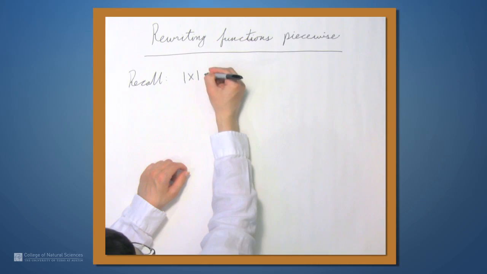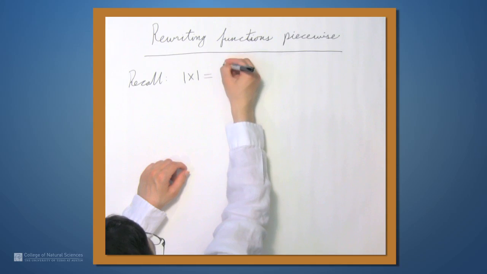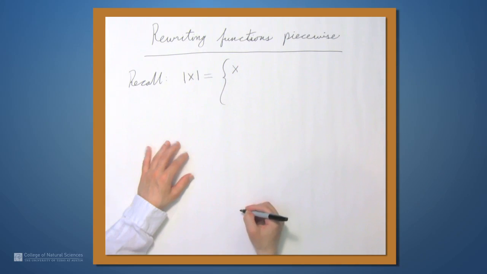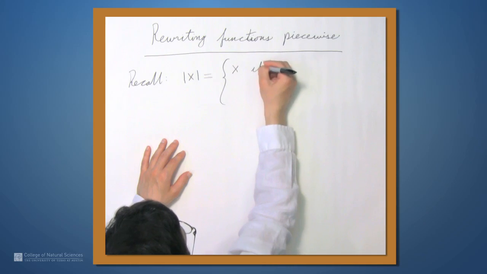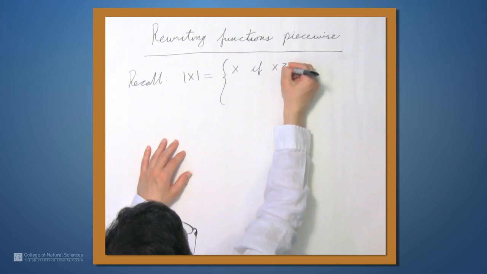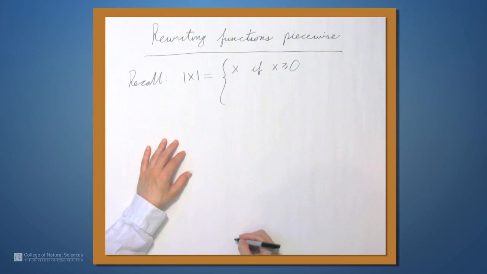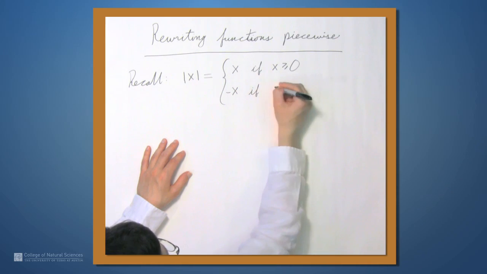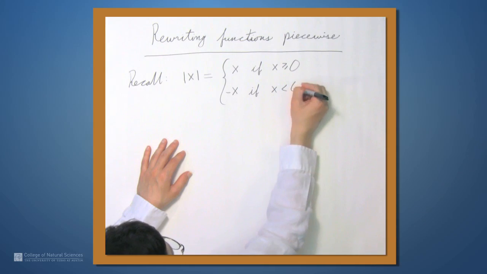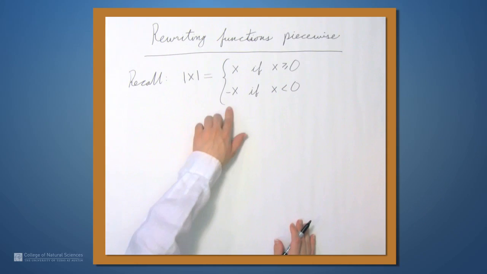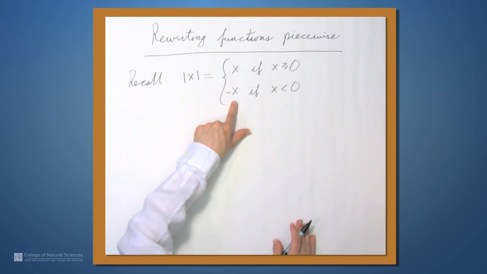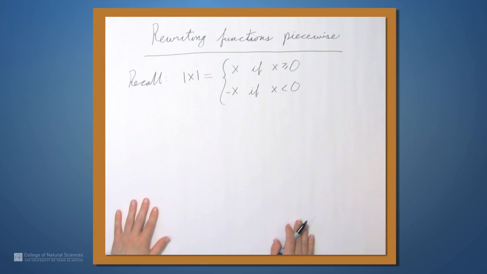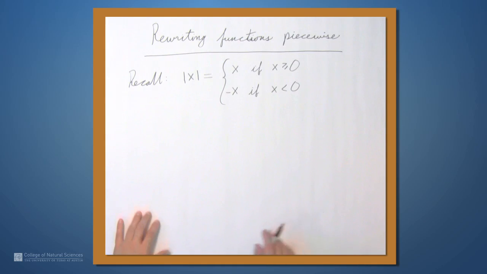And we can rewrite this in a piecewise way like this. So absolute value of x is just plain old x if x is greater than or equal to 0. And it is negative x if x is less than 0. Right, so notice here, if x is less than 0, then negative x is a positive number. So this is the piecewise way of defining the absolute value.